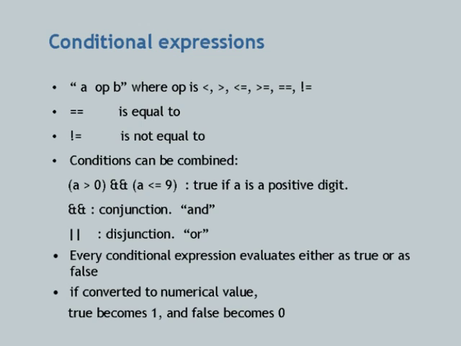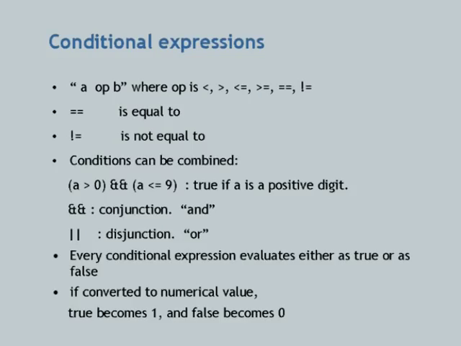So this is read as not equal. Consequently, you have less than or equal to, greater than or equal to, equal equal, and exclamation mark equal. This means is equal to, and this means is not equal. You are all familiar with Boolean logic? Okay. So the conditions can then be combined.